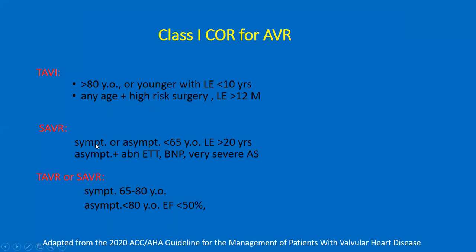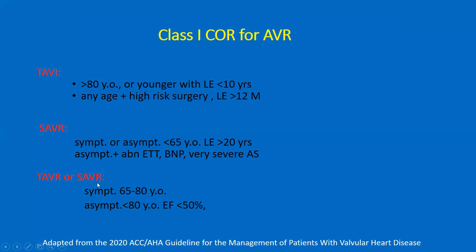Surgical valve replacement is indicated today for symptomatic or asymptomatic younger patients less than 65 years old with a life expectancy greater than 20 years, or in asymptomatic patients with abnormal exercise treadmill test, very high, at least threefold increase in brain natriuretic peptide serum level, or very severe AS, meaning peak velocity in excess of 5 meters per second. These patients are recommended to undergo surgical and not transarterial valve implantation.